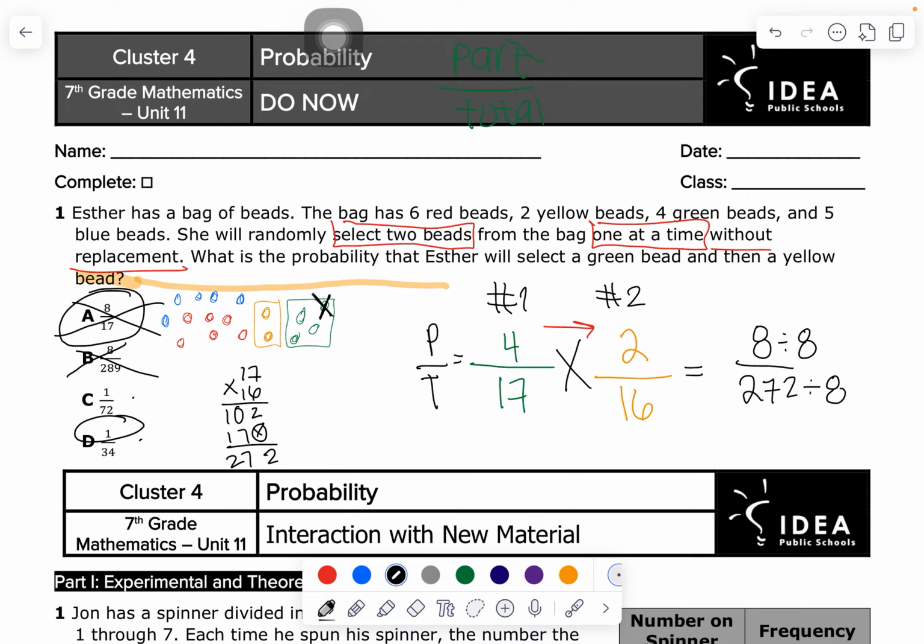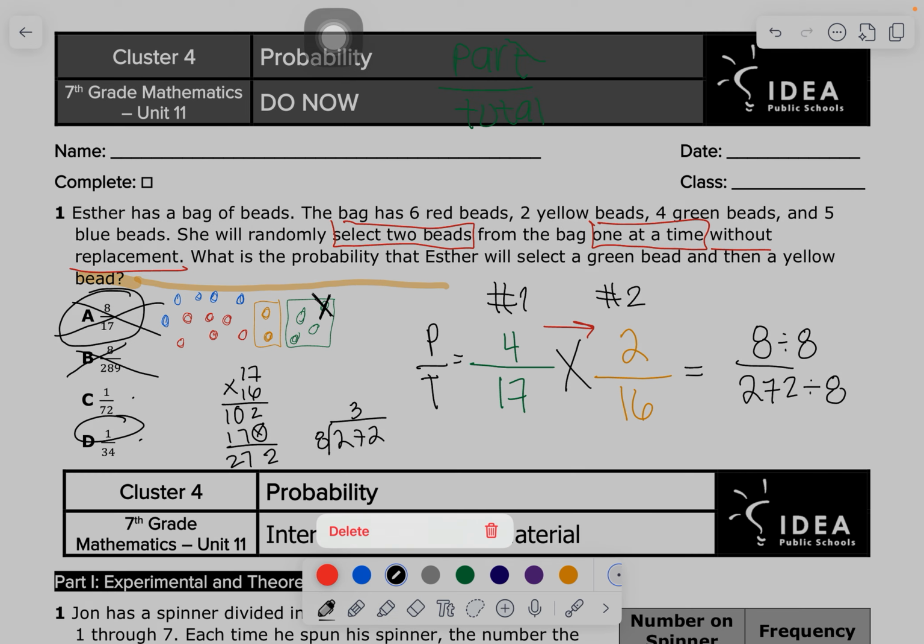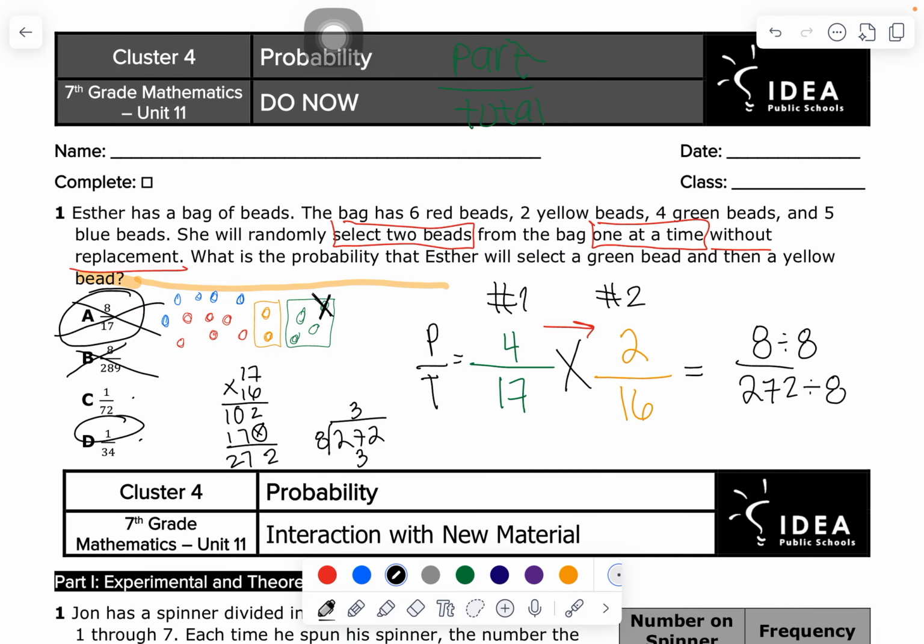Okay, so let's divide 272 by 8. That's going to be 3. I'm left with 3. Bring down the 2. 18, 32 fits 4 times, and no remainder. So that means this is going to be 8 divided by 8, 1. And 272 divided by 8 is 34. So the combined probability is letter D.